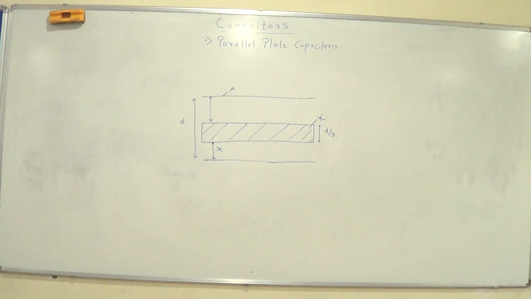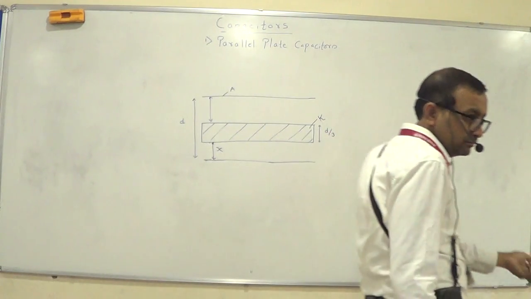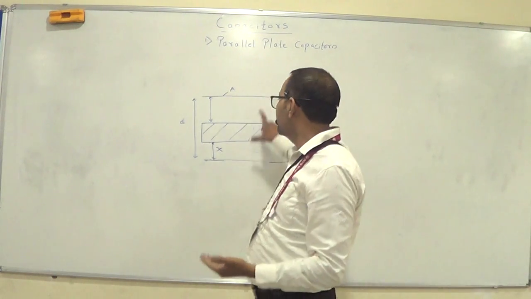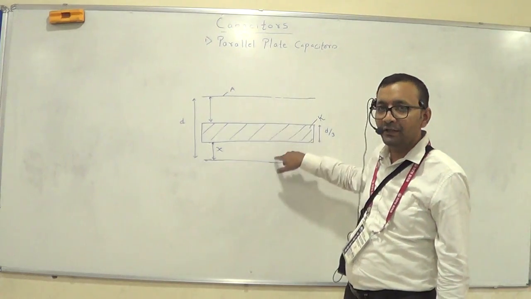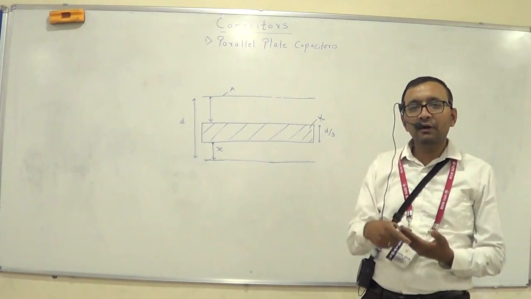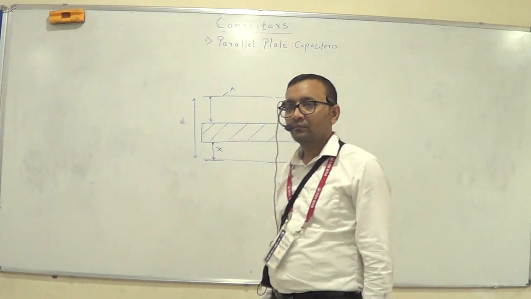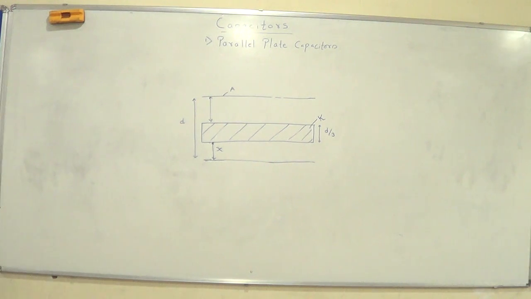Find the potential difference between the upper plate and the lower plate in terms of Q, and Q divided by V should be your answer. That is the process, right? That is what we have learned. Give the charge plus Q over here, minus Q over here. Find the potential difference between these two plates in terms of Q, and Q divided by V will be the capacitance. Anyone? You got it? Okay.